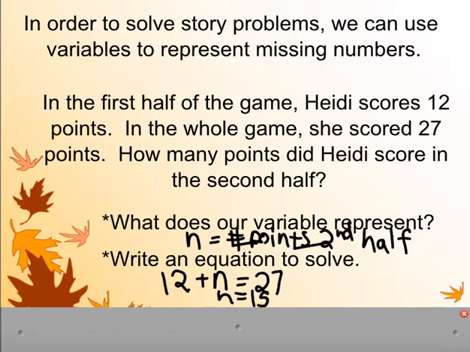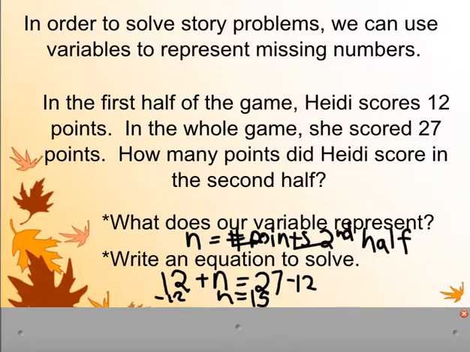But there's another way to solve this, of course. We could use what we know about equations and how we have to balance things to say, I'm going to take away 12 from each side so that I get n is equal to 15.